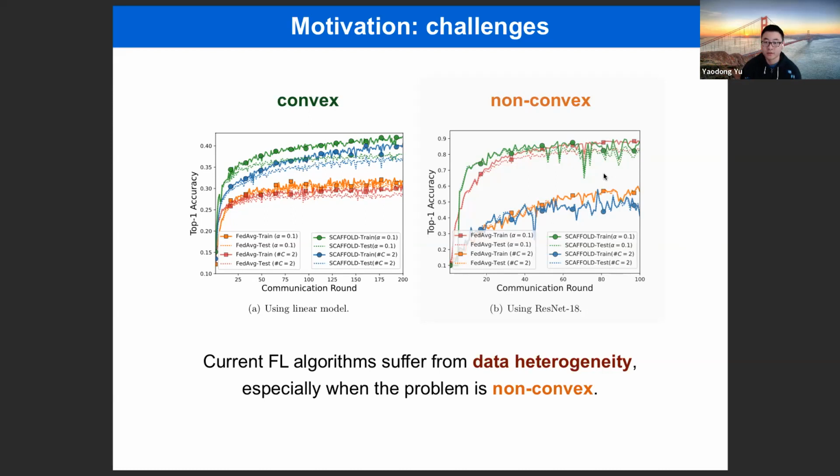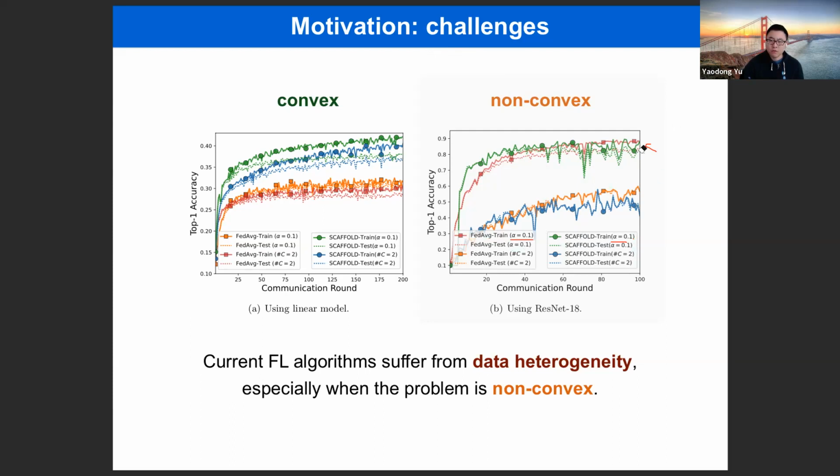It's training a residual network with 18 layers. Here we can see that for the easy case, when alpha is 0.1, both federated averaging and SCAFFOLD converge pretty nicely, or at least converge to reasonably good generalization performance. However, if we switch to the very challenging case, where the number of classes for each client is 2, say every client only has 2 classes, both SCAFFOLD and federated averaging suffer from data heterogeneity.